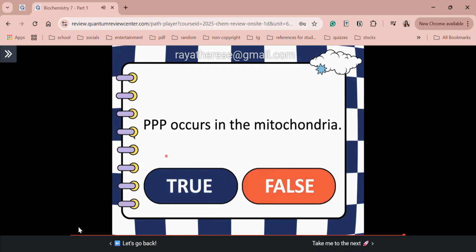And lastly, PPP occurs in the mitochondria. Nako, sir, that's obviously false, diba? Because again, PPP is in your cytosol.